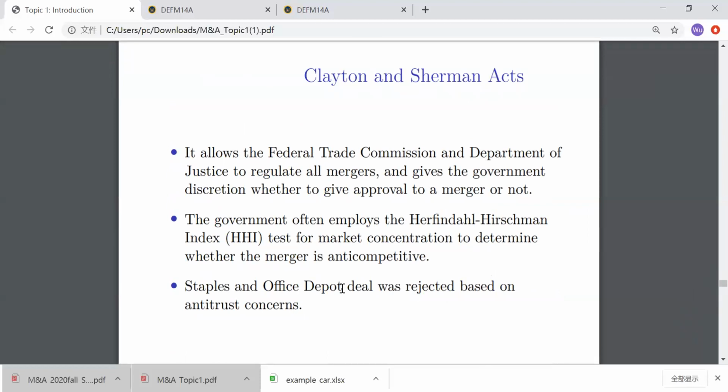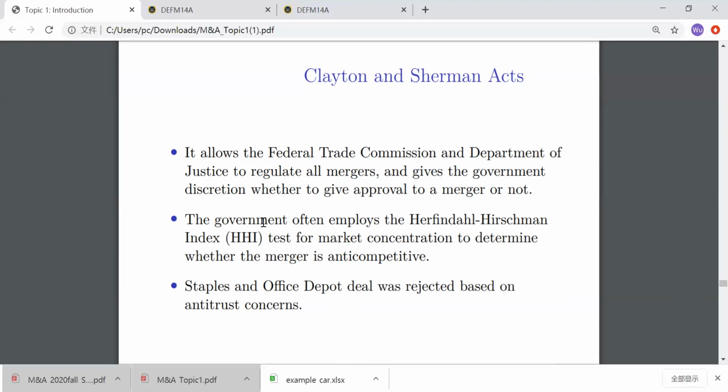Basically, the Clayton Act and the Sherman Act established the foundation for even today's antitrust practice. So like I said previously, when you announce the deal, you have to submit it to the FTC and the Department of Justice for regulatory approval. They will review the antitrust issues in the merger and see whether they disapprove or approve the merger.